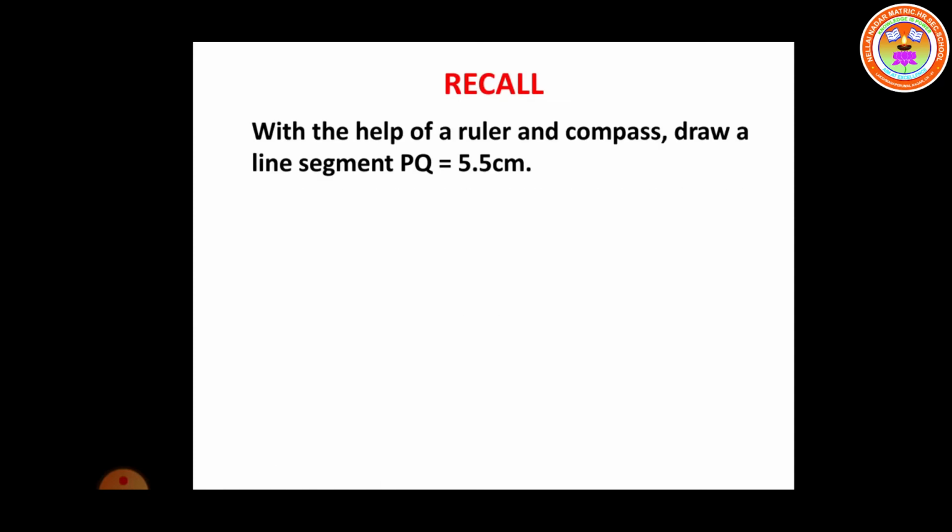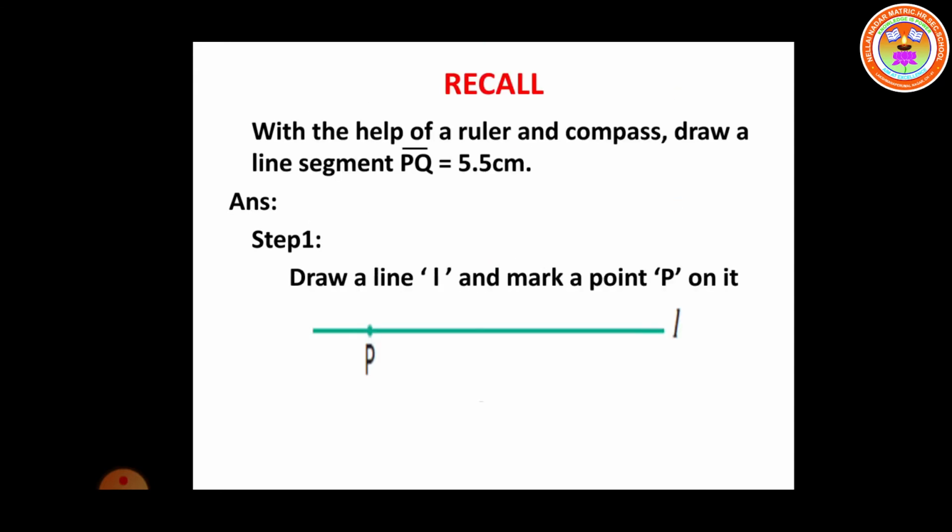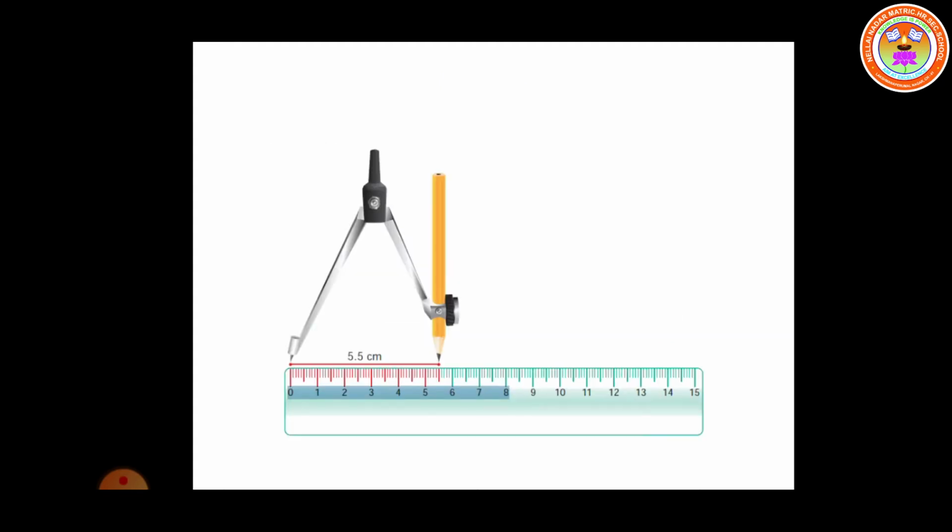See one example. With the help of a ruler and compass, draw a line segment PQ of 5.5 cm. Line segment PQ is equal to 5.5 cm. That is the answer. Step 1. See the diagram. Like this, we have to draw a line. That line's name is L and we have to mark a point P on it, like in this diagram.